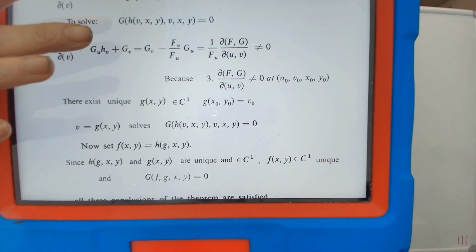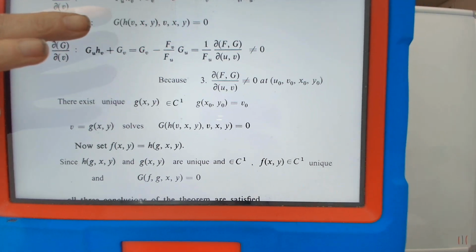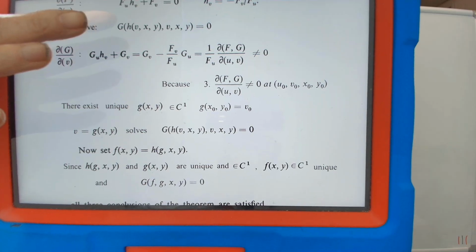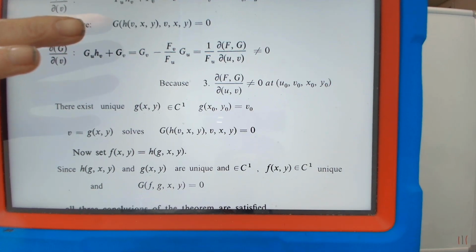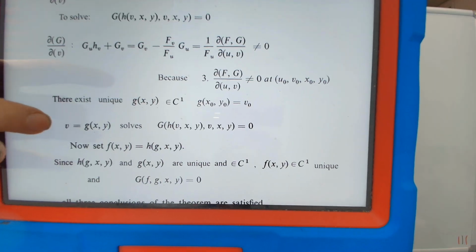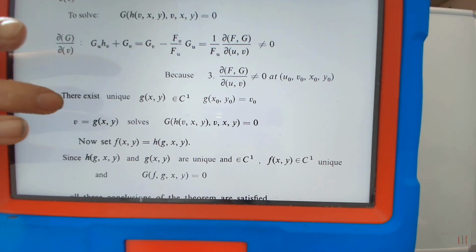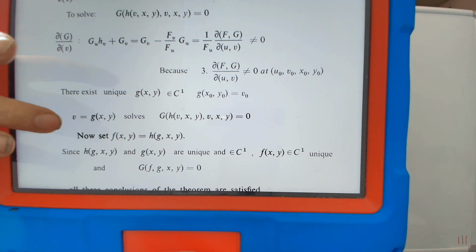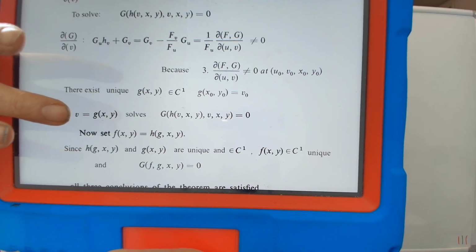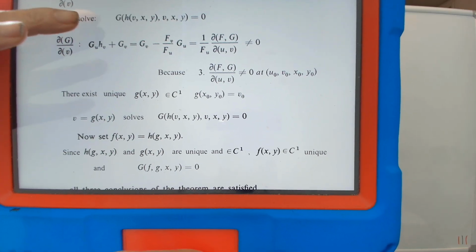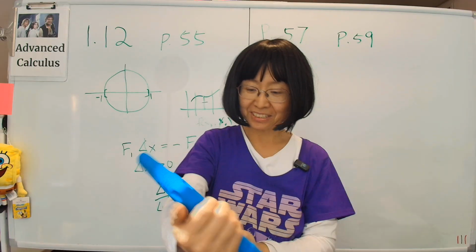Why is v only a function of x and y? Because right now in this situation, there is no u in here. There's only v, x, and y. So when you pull v out, there's only x and y left. That's how we're able to find the unique g, which belongs to C1, and v equal to g(x,y), that solves this thing exactly. All right, so we are doing great.